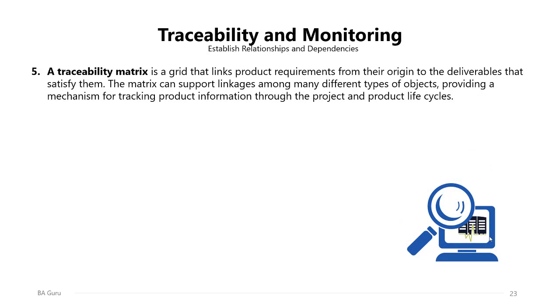The traceability matrix tool is a very important tool, and you should expect a lot of questions in the PMI PBA exam about this tool. It's a grid that links product requirements from their origin to the deliverables that satisfy them. The matrix can support linkages among many different types of objects, providing a mechanism for tracking product information through the project and product life cycles.